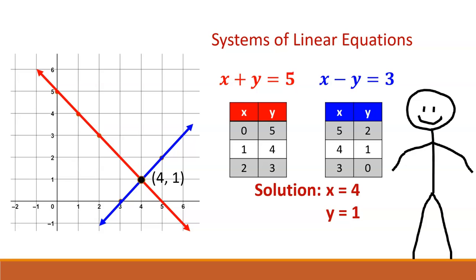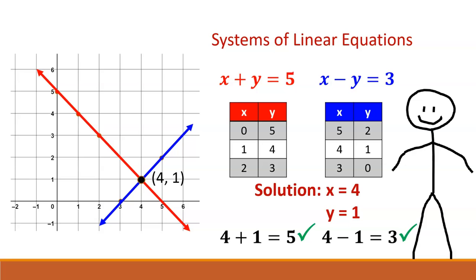These lines cross at the point (4, 1). So the solution to the system is x equals 4 and y equals 1. That also means that if we substitute 4 for x and 1 for y in both equations, we'll get a true statement for each equation.